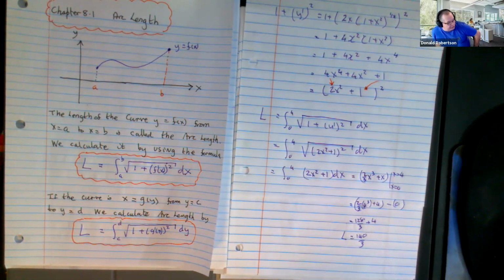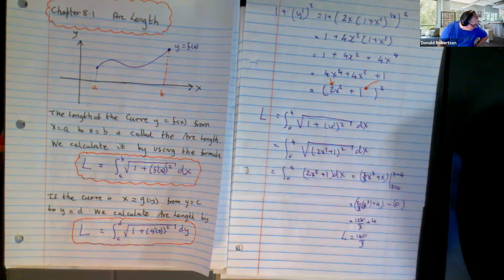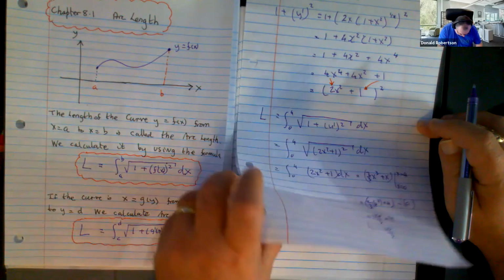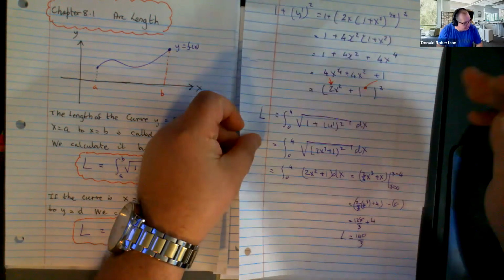And we're finished. The arc length for that particular curve from 0 to 4 is 140/3. Do you like that one? That was pretty cool in the end. Not so nice in the middle, but cool in the end.